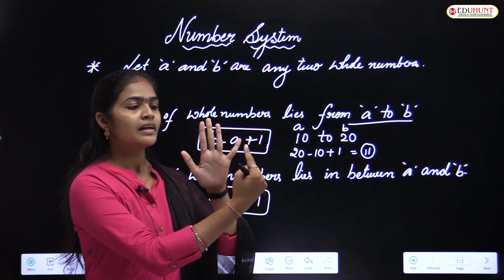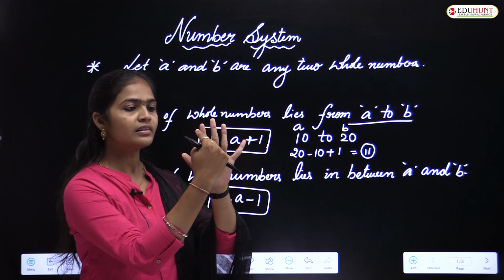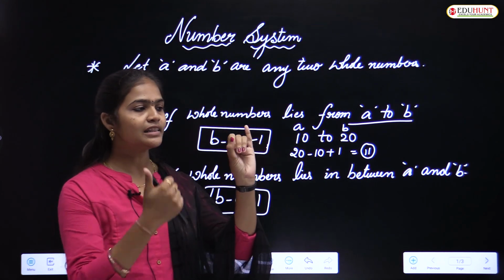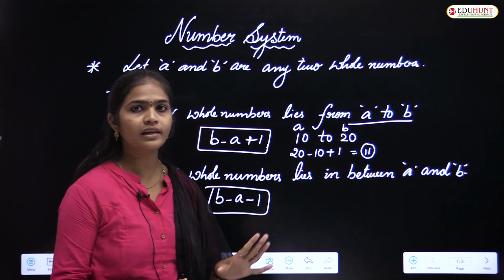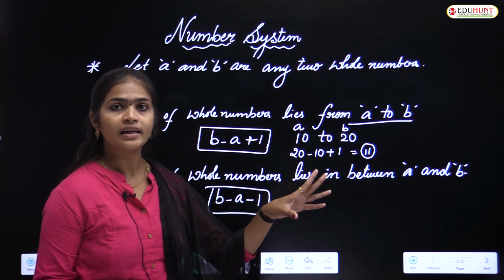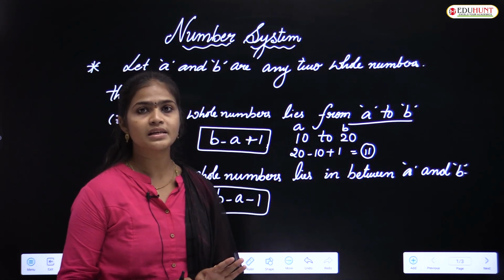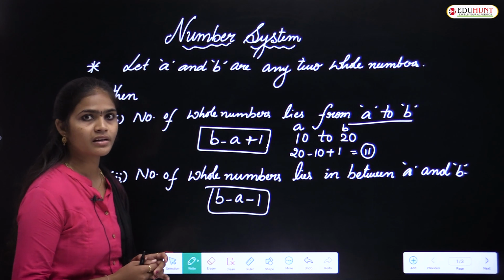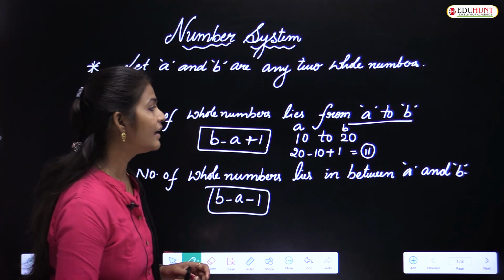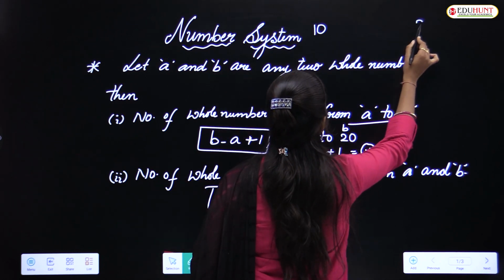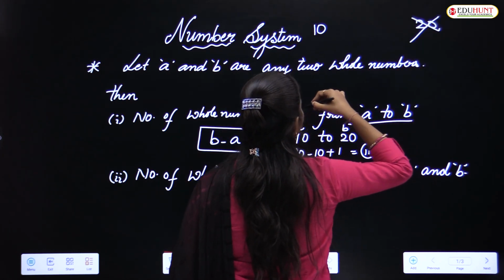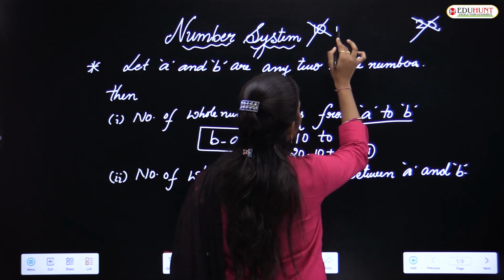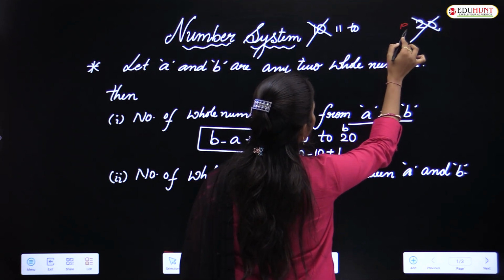Count once: 10, 11, 12, 13, 14, 15, 16, 17, 18, 19, 20. So how many whole numbers are there from 10 to 20? Here we got 11 whole numbers. Okay, by using this formula we got that answer. Now come to this one. How many whole numbers are there in between 10 and 20? So here you need not count 20 and you should not take 10.